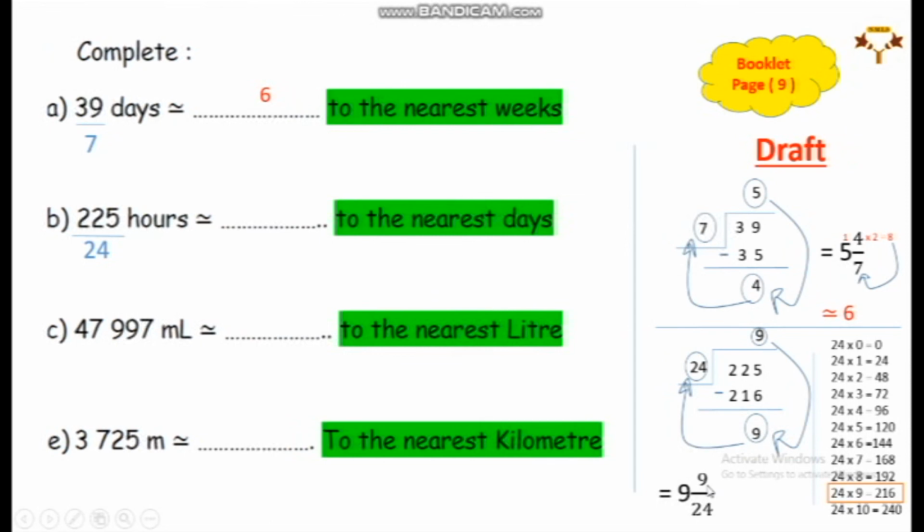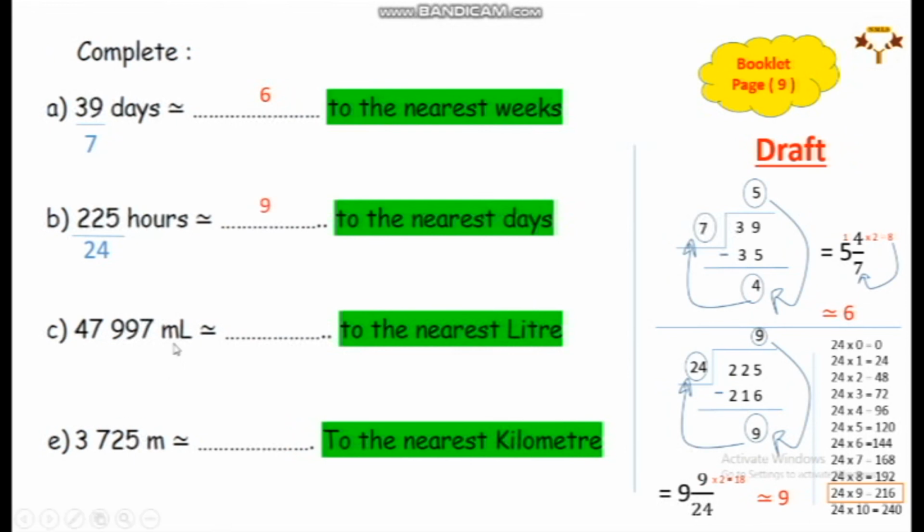So let's see. When multiplying 9 by 2, it will give us 18. 18 is smaller than 24. So the approximation will be 9 and the 9 will remain as it is. So the answer here, 225 hours is approximately 9 days. Go next.